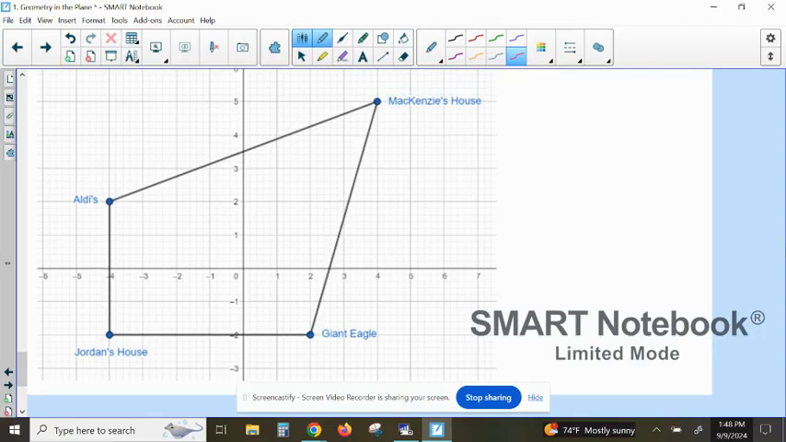Okay, so where's Jordan at? You see where he is? Jordan is down here, and Mackenzie is up here. Jordan can either go to Aldi's and get the eggs and go to Mackenzie's, or Jordan can go to Giant Eagle and get the eggs and go to Mackenzie's. So basically we need to figure out the length of all of these blue lines, yeah? Are there any you could just find? Which ones can you just find without doing any hard work? Jordan to Aldi's. Okay, go ahead and do Jordan to Aldi's.